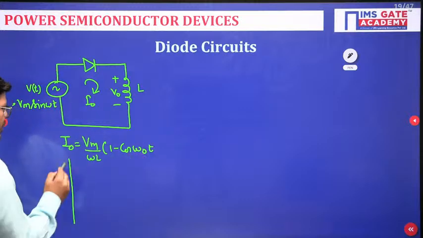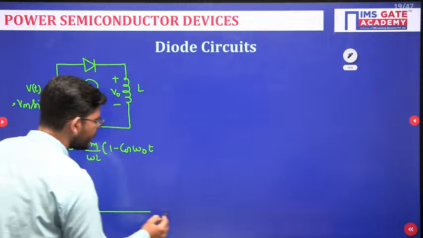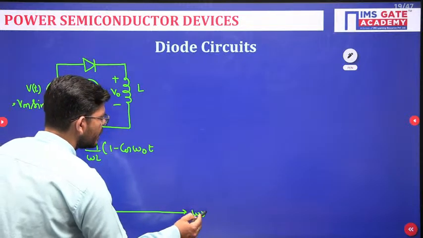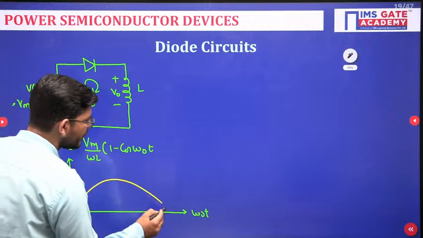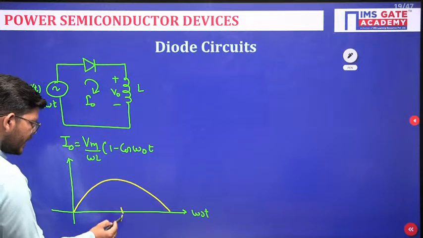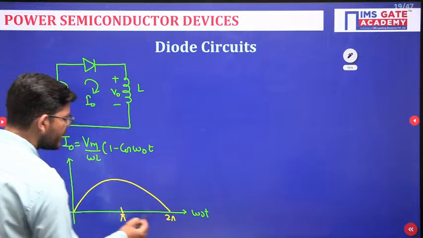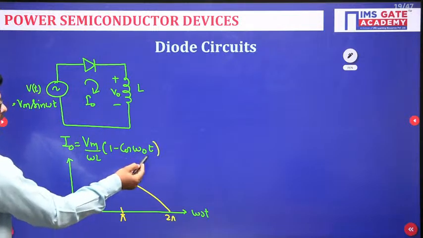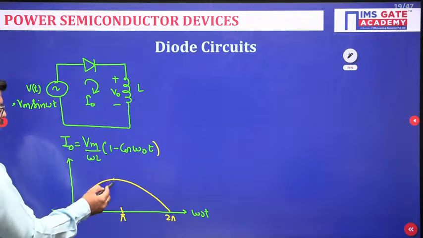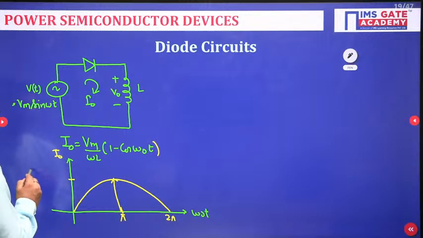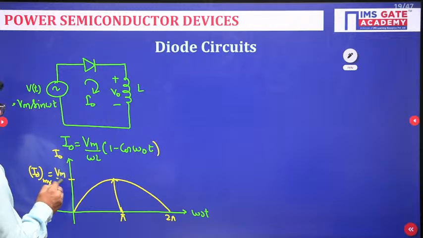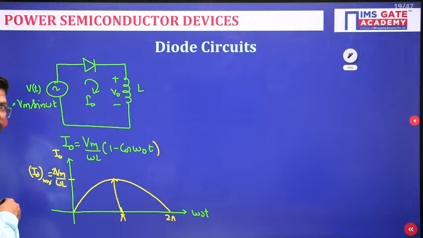Now if we plot this current, we are going to get this plot. Here is your pi and here is your 2 pi. At pi, when you put pi in this equation, you will get Vm by 2 omega L. That will be the maximum value of this current. So I naught max will be Vm by omega L. That will be the maximum value of it.